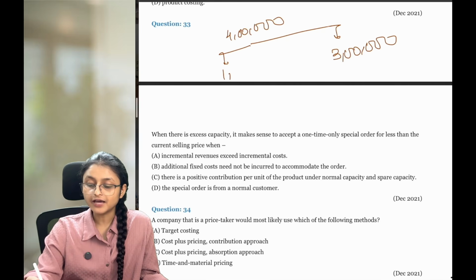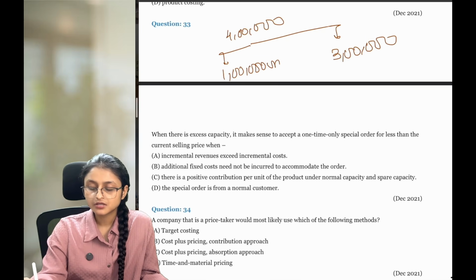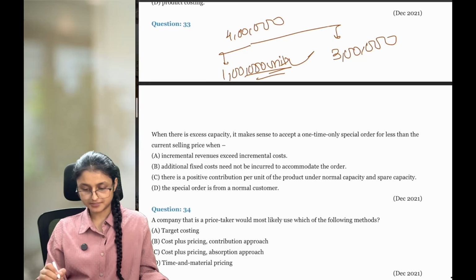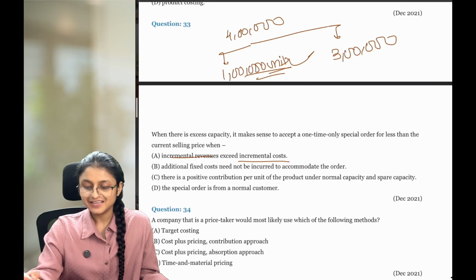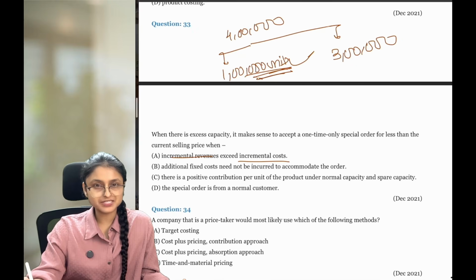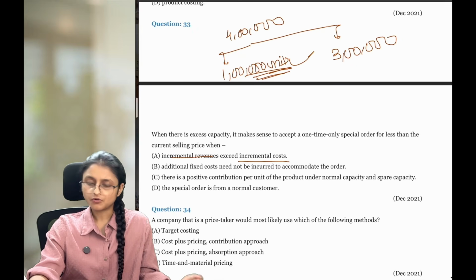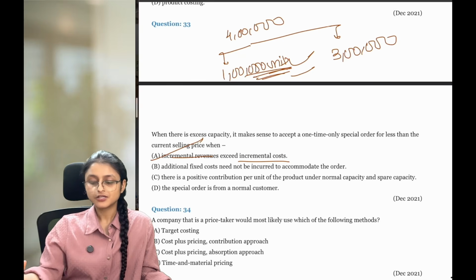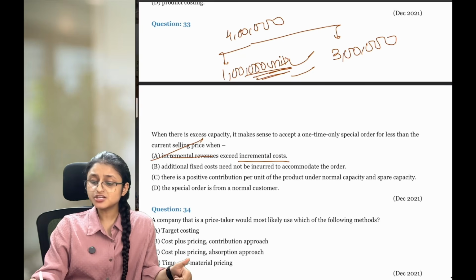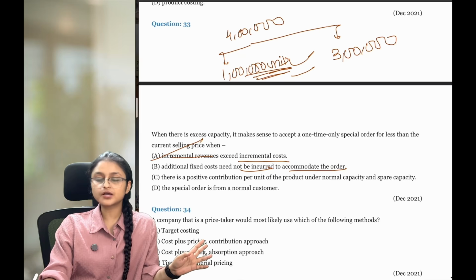That means I have excess capacity of 1 lakh units. When to use this excess capacity? If your incremental revenue is more than incremental cost, if whatever revenue you are earning from these units is higher than whatever cost is incurred specifically for these units, that is when you're going to prefer this usage of excess capacity. Additional fixed cost need not be incurred to accommodate the order.